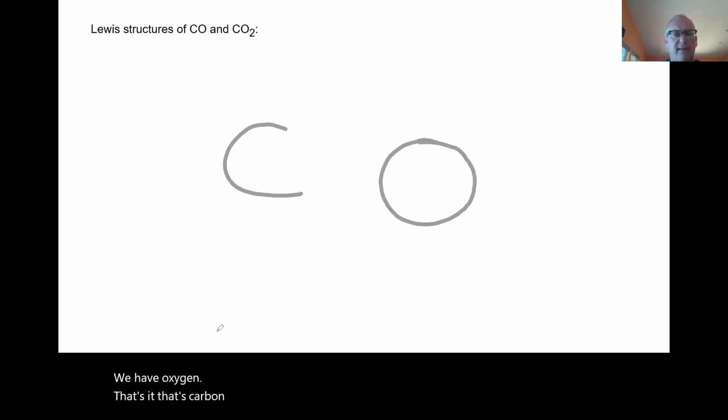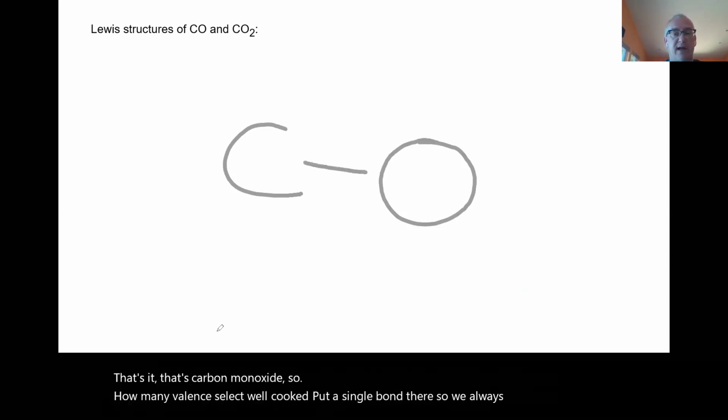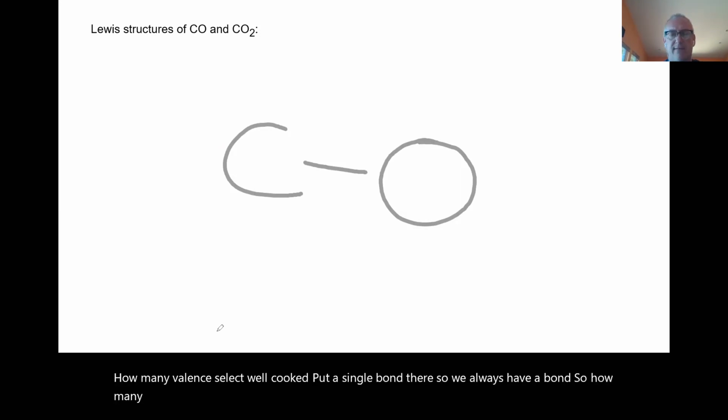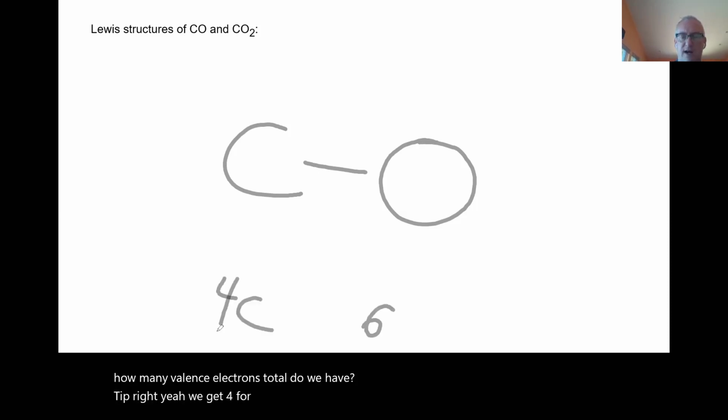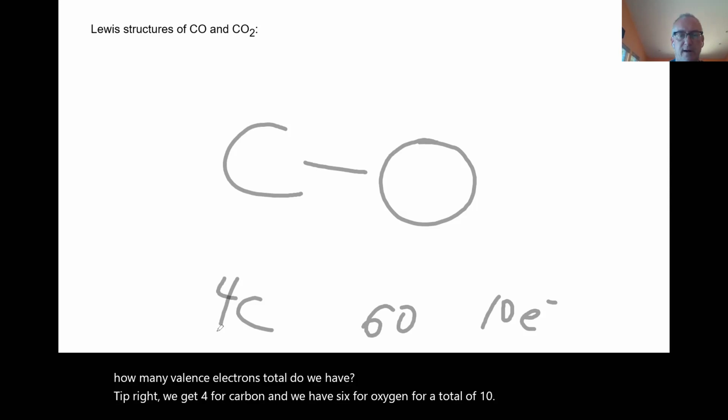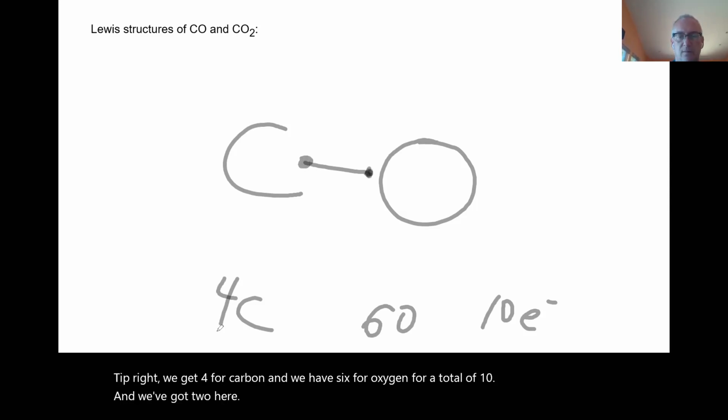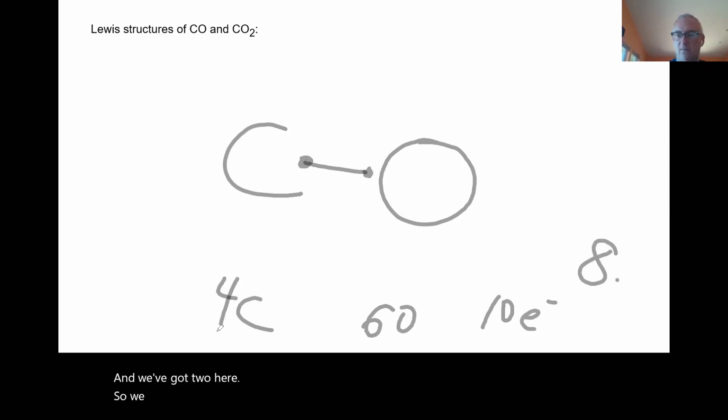So, we'll put a single bond there, because we always have a bond. So how many valence electrons total do we have? 10. 10, right, yeah, we have 4 for carbon, and we have 6 for oxygen, for a total of 10. And we've got 2 here, so we have 8 left to add. So where do we put them?